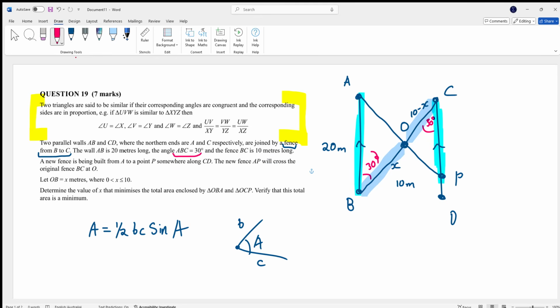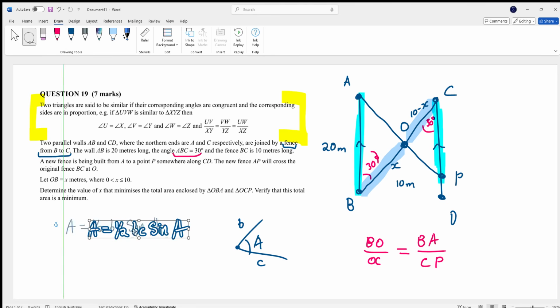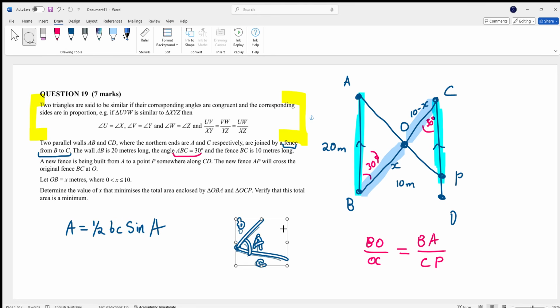So because they're similar triangles, if we're talking about side lengths here, the ratios, so we've got BO over OC, so those side lengths have to be the same as BA over CP, because they're similar triangles. So I'm using information from here about the ratios of the sides here. I'm not using that formula directly, but I'm using ideas from it. So that's why this question is super hard, because there's a lot going on and you need to apply a lot of knowledge. There's no memorization in this question at all.